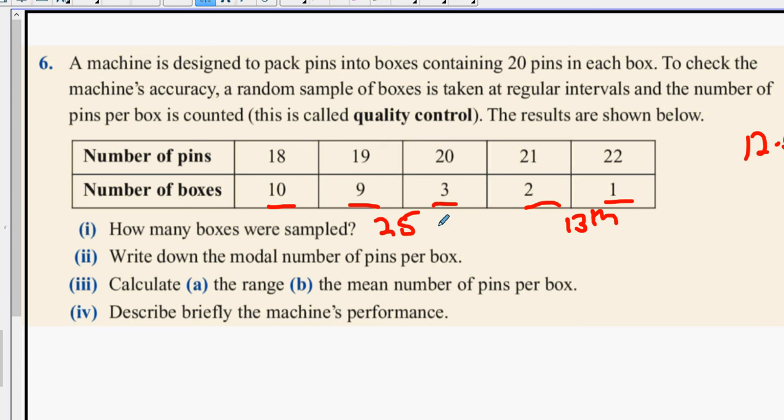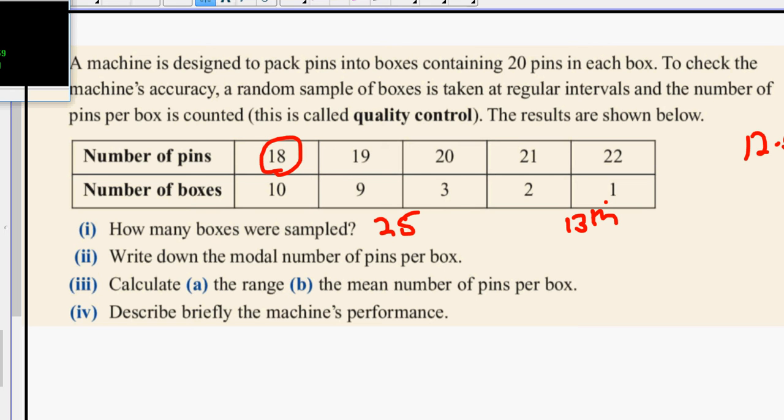Now, write down the mode. So there's 18 pins in a couple of the boxes, there's 19 pins in a couple of the boxes, there's 20 pins in a couple of the boxes, there's 21 pins, there's 22 pins. Which number comes up the most? 18 came up 10 times, 19 came up 9 times, 20 came up 3 times. So it's safe to say that 18 pins was the most common result. Okay, gonna pause there. So guys, what's the mode?